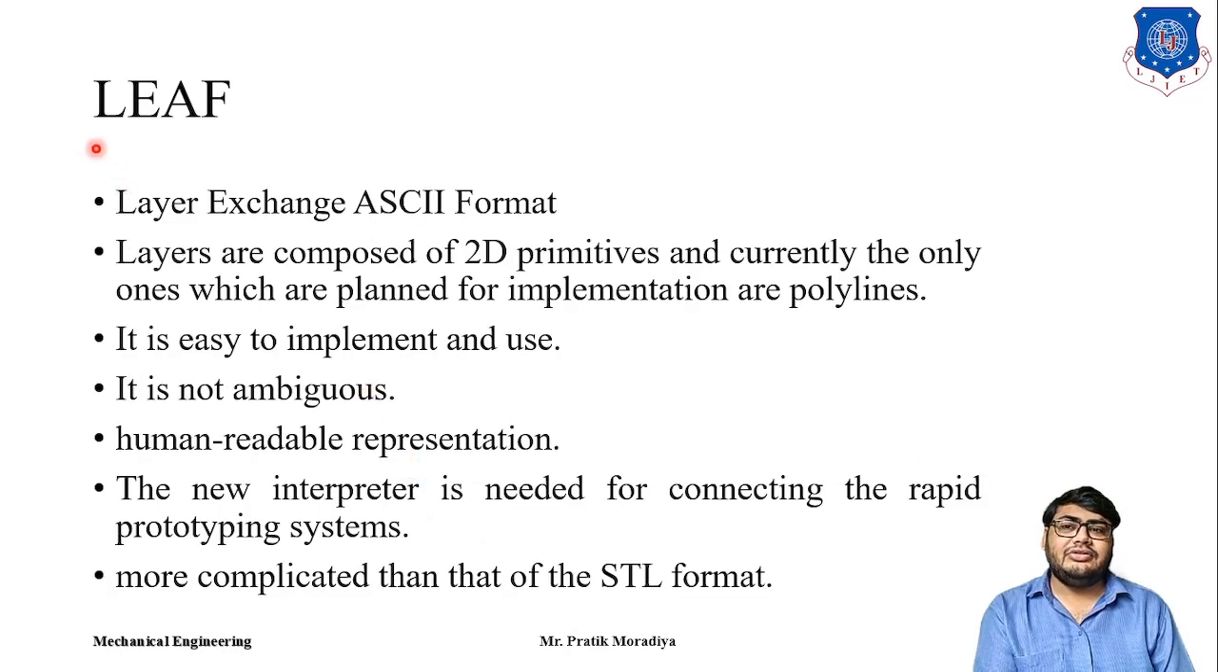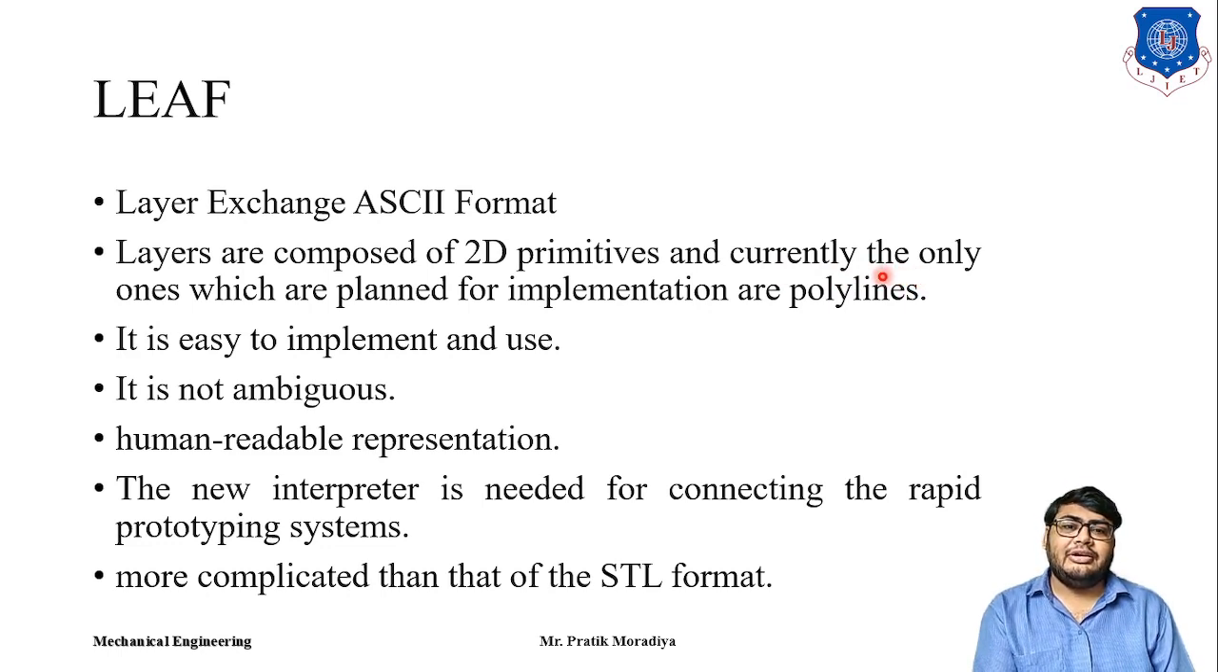Then there is this LEAF file format, which is Layer Exchange ASCII Format. Layer Exchange ASCII Format is a 2D representation of the surface, and it will have 2D primitives. Primitive means small objects like triangles, squares, circles, polygons, lines, polylines, etc. So these LEAF formats will have these 2D primitives which are predefined, and they will be placed at different places to make the entire surface.